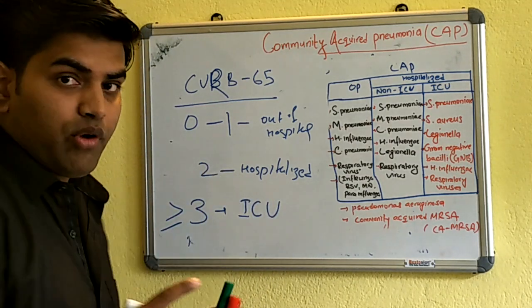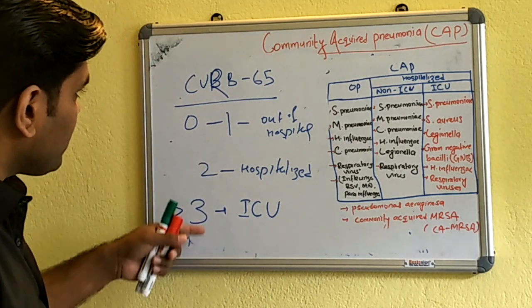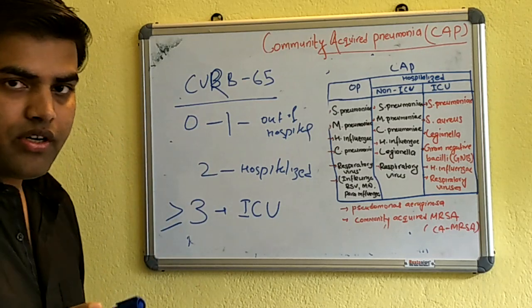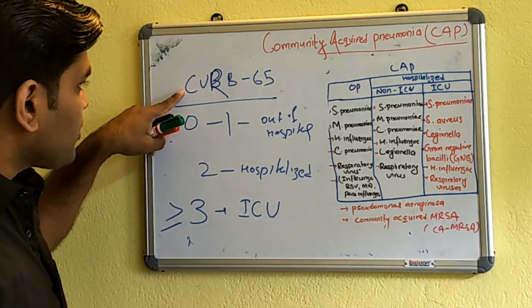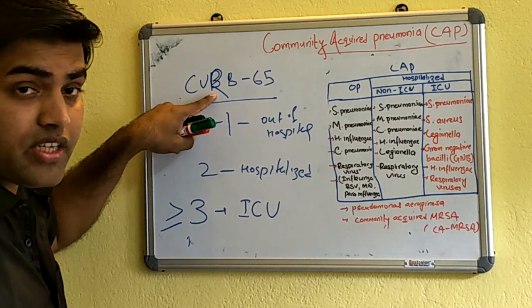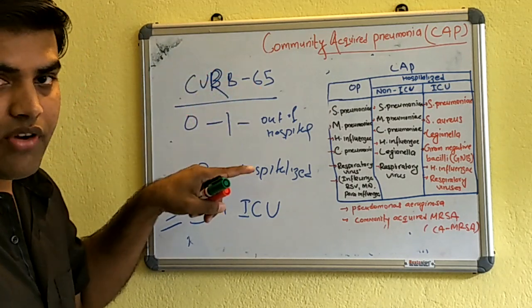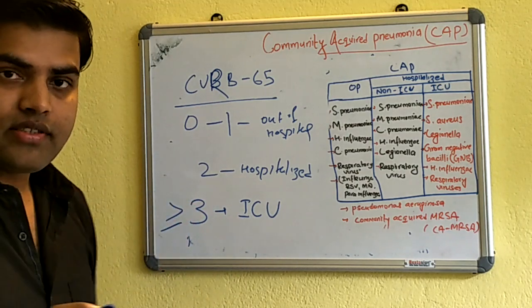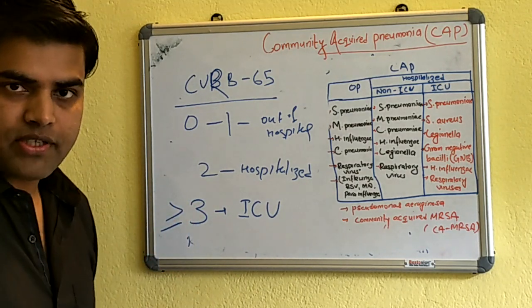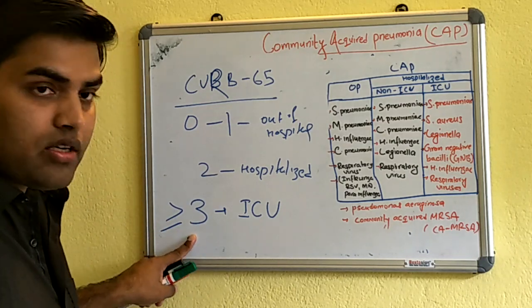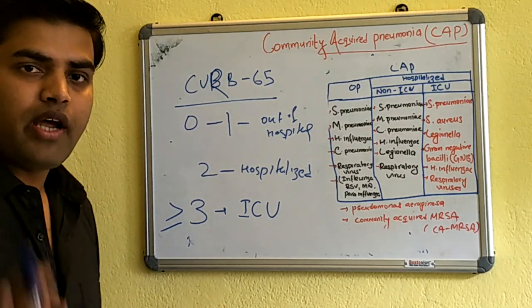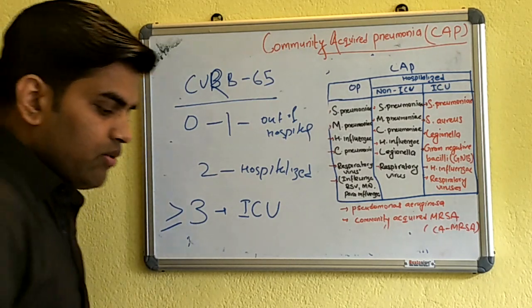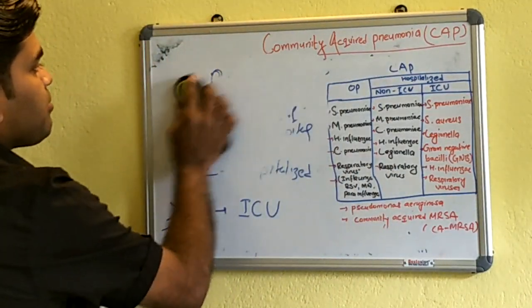So you should be clear about it. When you are seeing this patient, you point out any of these 5 components. If there is confusion, uremia, respiratory rate greater than 30, low blood pressure, and age 65. If 0 to 1, treat the patient outside. If 2, hospitalize, but ICU admission isn't required. But if the score is 3 or greater than 3, you have to admit the patient in ICU and manage accordingly. Okay. Now let's go to the management part.